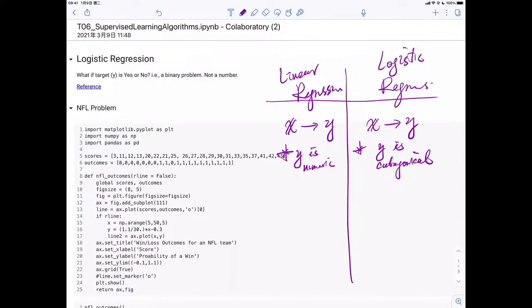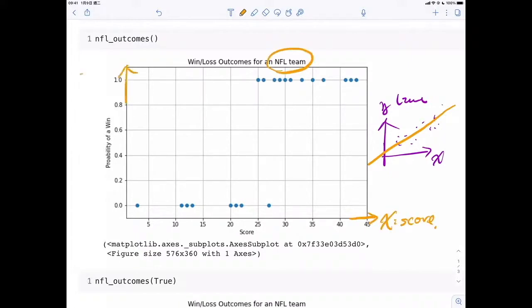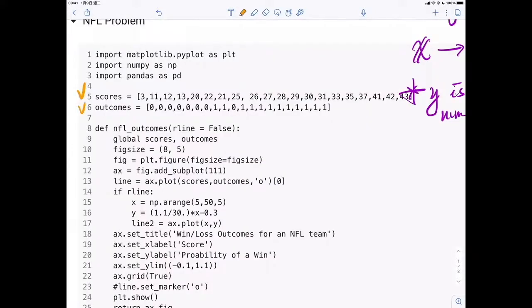Let's take a look at this problem. In linear regression, we try to find the relationship between x and y, so we plot the best linear regression line. However, there is some other data. The x value is score. The y value here is the probability of win, which means I can collect a lot of data from NFL games. Line number 5 and line number 6.